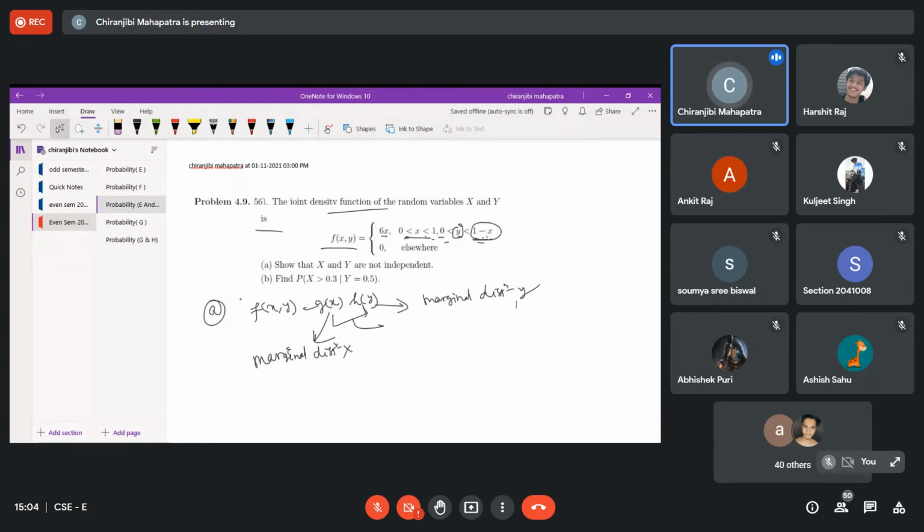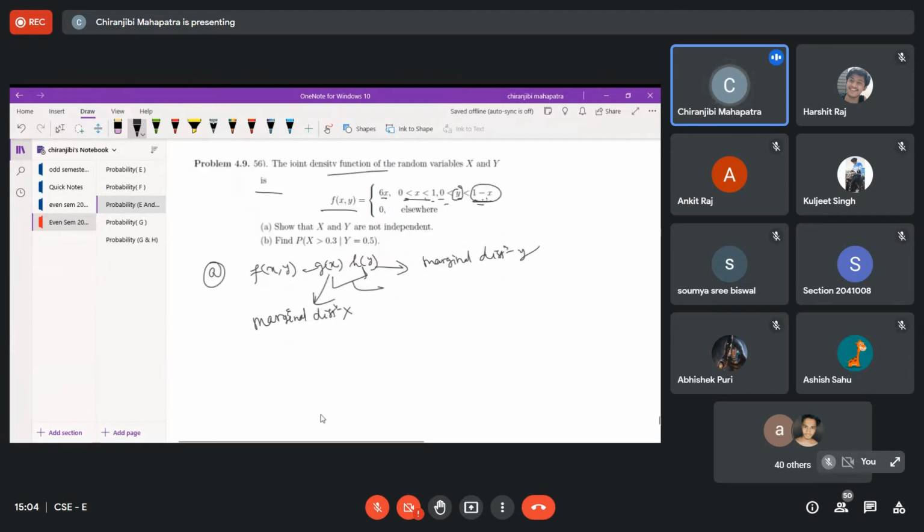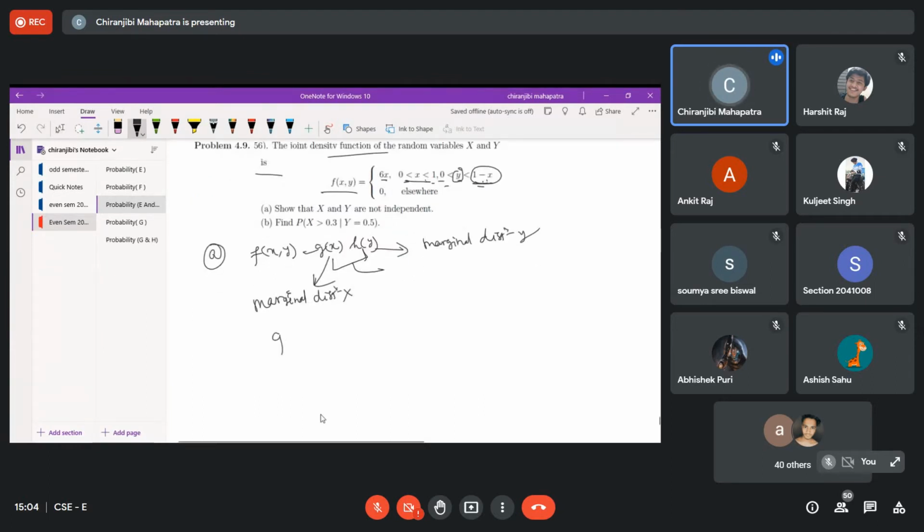So in order to show that they are independent, we have to find g of x, the marginal distribution of x, and h of y, and just multiply. What is the definition of the marginal distribution of x? It is the integral from minus infinity to infinity of f of x, y, integrating over all values of y, so f of x, y into dy. Then can you tell me what the range will be?